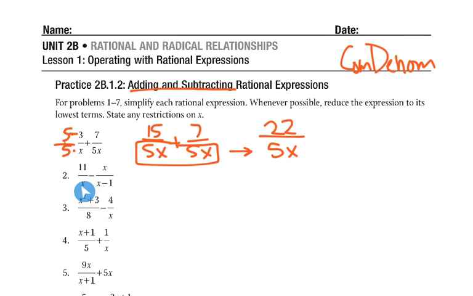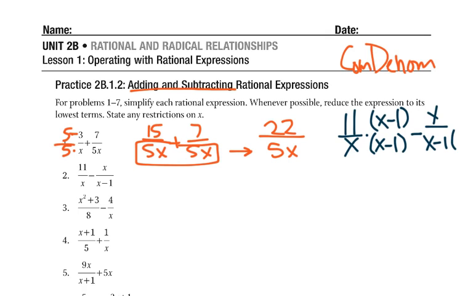Okay, now looking at 2, you may say, oh, to get this x to be the same, we just subtract by 1. Can't do that. We have to be multiplying. Okay, so most of the time what we end up doing is we just multiply them by each other. Okay, so 11 over x we would times by x minus 1, minus x over x minus 1, which we times by x.